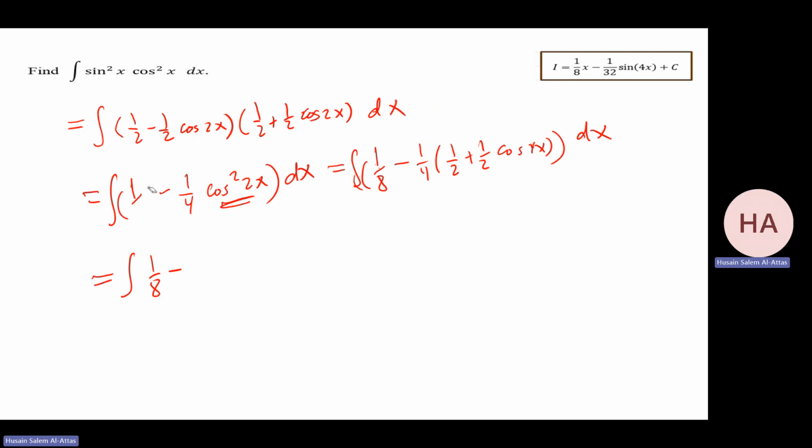It's not 1 over 8, this is 1 over 4. From here, half times half, this is 1 over 4. Minus 1 over 4, yeah, this is correct here. So I have 1 over 4 minus 1 over 8, minus 1 over 8 cosine 4x dx.